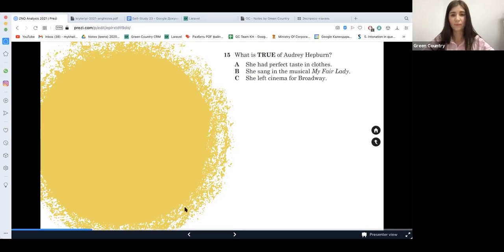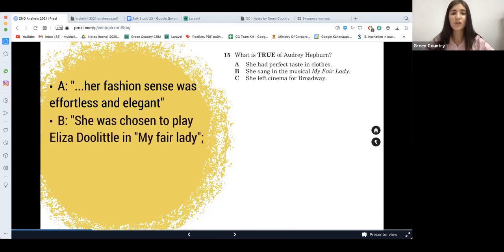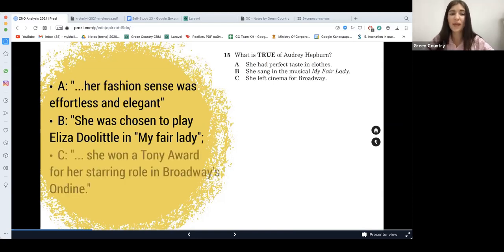Okay. Let's see. Talking about option A, they said her fashion sense was effortless and elegant. Option B, she was chosen to play Eliza Doolittle in My Fair Lady. So we mentioned this musical. And C, she won a Tony Award for her starring role in Broadway's Ondine. So what do you think is the correct answer here?